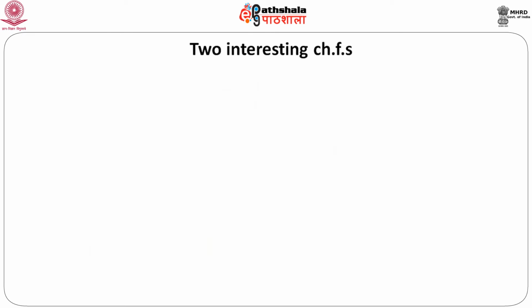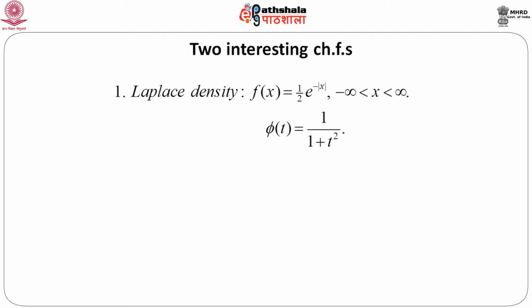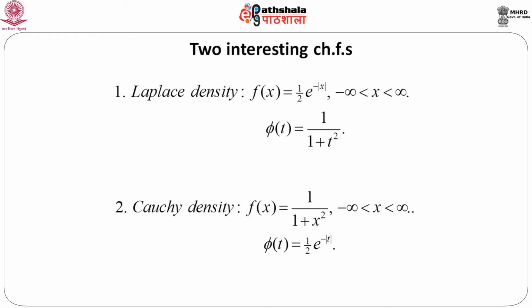Now, two very interesting characteristic functions I would like to mention. First, consider a Laplace density, which is f(x) equals half into e to the power minus mod x, and it can be shown that its characteristic function is nothing but 1 by (1 plus t square). Now, this obviously triggers a known form, which is nothing but the PDF of another random variable, the Cauchy distribution or Cauchy density.